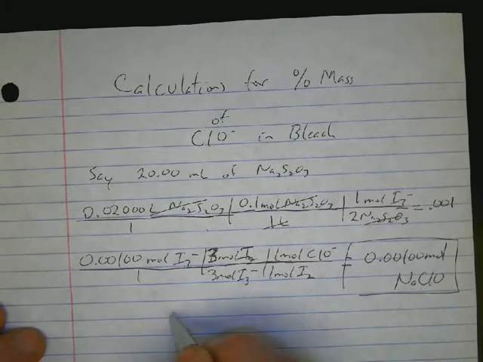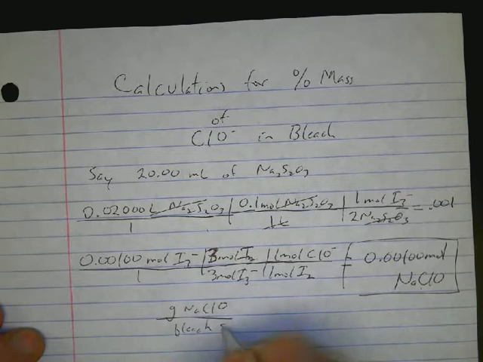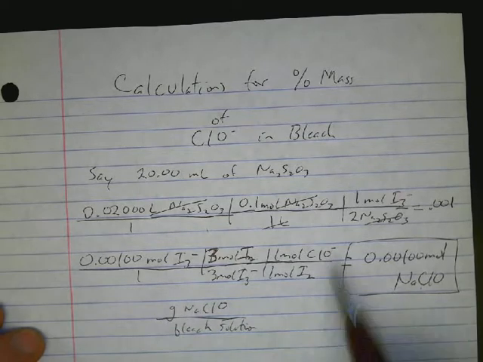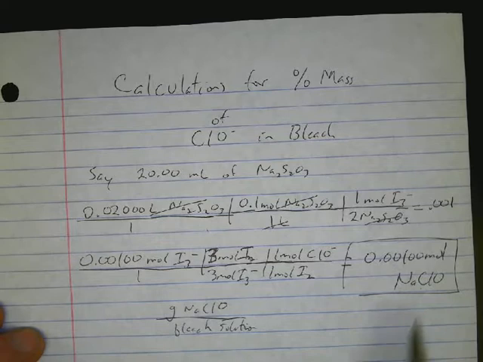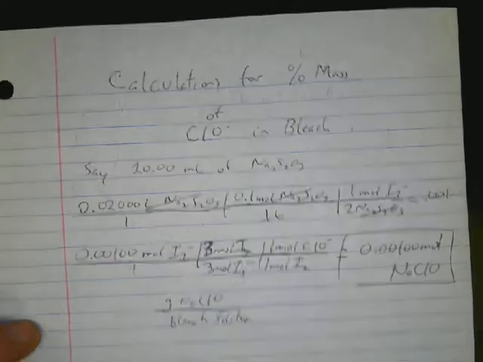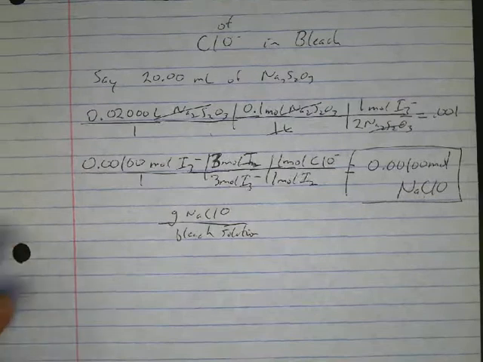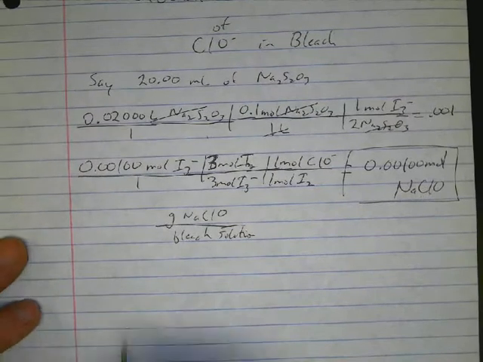So now what you have to do is do a percent by mass. In the percent by mass, you know that you need grams of sodium hypochlorite in the bleach solution. And this all has to be grams to grams. So basically we have to convert this to grams, and then we have to figure out how much bleach solution this was for that amount of moles of sodium hypochlorite. Here's the stoichiometry that I used to work this out.